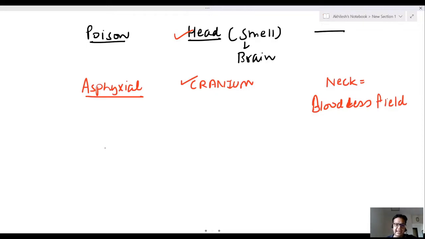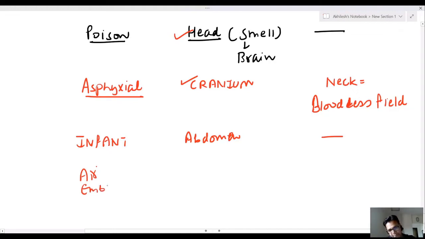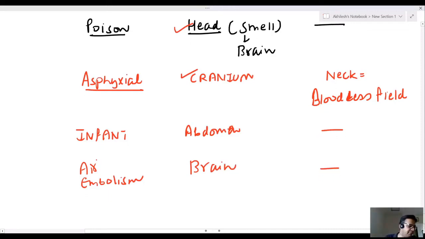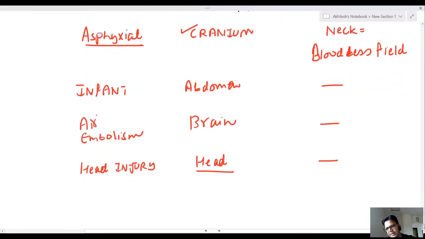In an infant, a child below 1 year of age, we open first the abdomen. Last doesn't matter in infant. In air embolism, first we open the brain. Last doesn't matter. Now in head injury, first we open the head. Last doesn't matter. So there are some criteria for what should be opened first and what should be opened last.